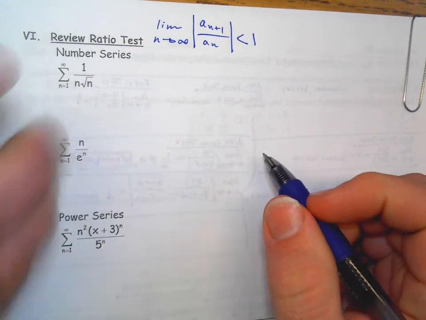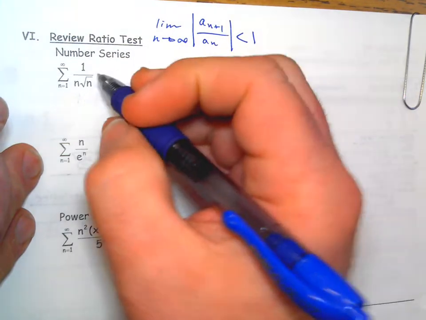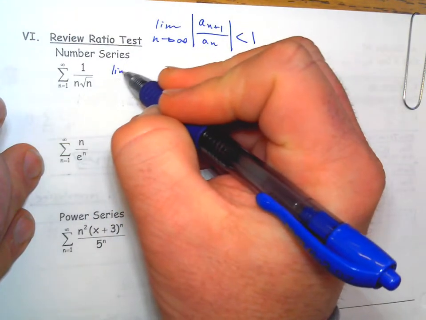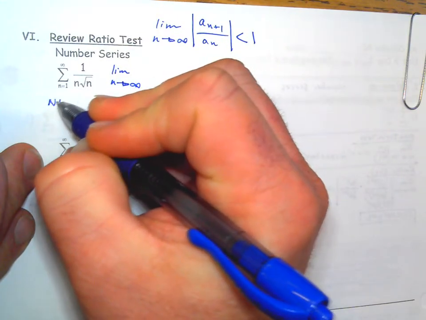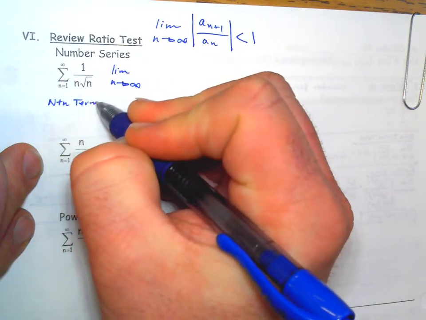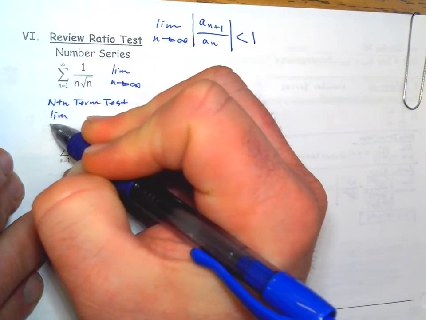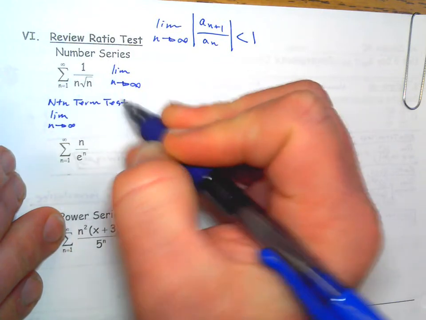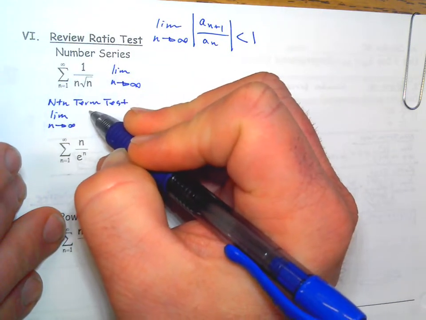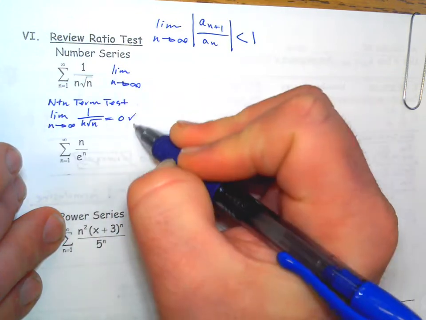So for this problem, we can try the nth term test, which I can already tell it passes. You should get to a point where you can just look at the nth term test and see if it passes or fails. And if it fails, you write it down. If it passes, you don't bother. So this isn't going to go to 0, but that's inconclusive.